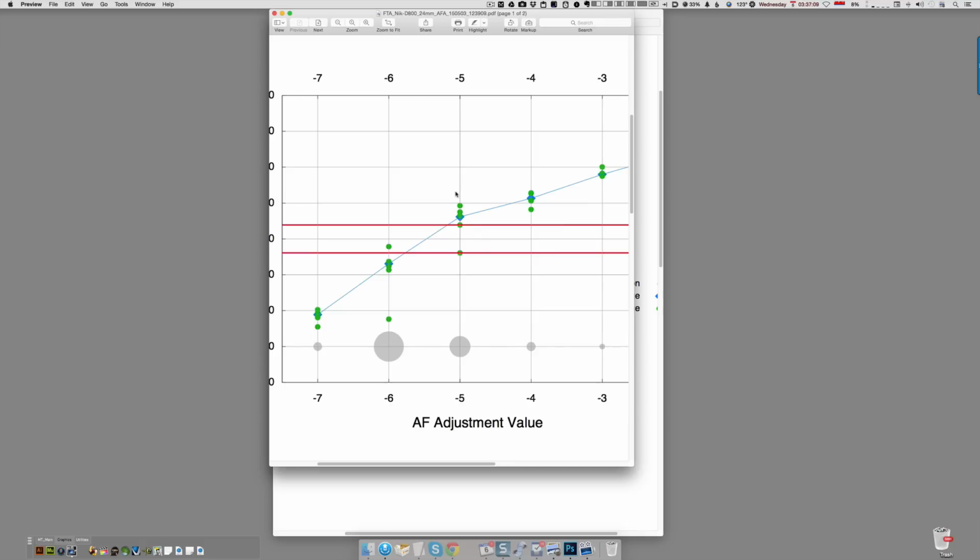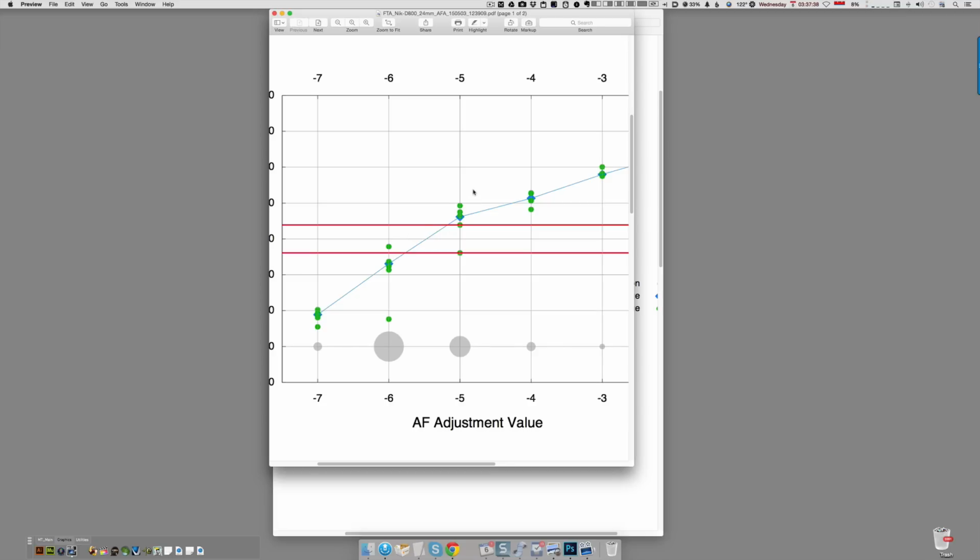The graph is all comparative, so it doesn't mean that this is an out of focus shot and this is an out of focus shot. It just means that this is sharper than these, and it means that this is focused further back from this, and this is focused further front from these. So we have two things. We have the order of the shots from back focus to front focus, and then we have how sharp they are. And the closer they are to the zero lines, the sharper they are.